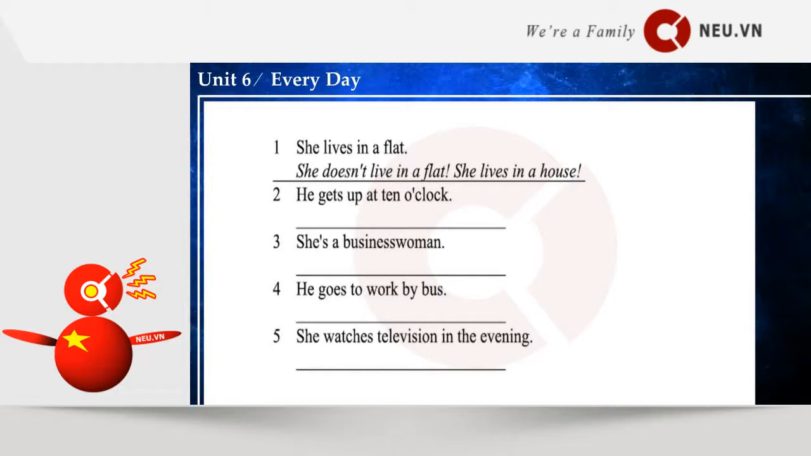3. She's a businesswoman. She isn't a businesswoman. She's an artist. 4. He goes to work by bus. He doesn't go to work by bus. He goes to work by taxi. 5. She watches television in the evening. She doesn't watch television in the evening. She listens to music or plays the piano.